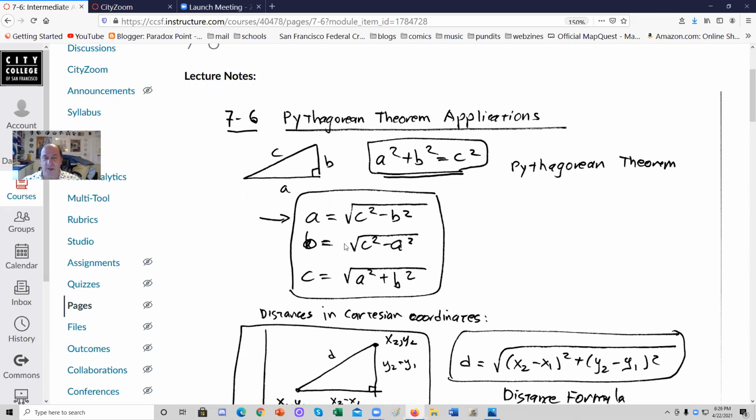So we can solve for C by taking a square root. C equals root A squared plus B squared. We can solve for A by subtracting B squared and then taking a square root. So A equals root of C squared minus B squared. Likewise for B, we subtract A squared and then take a square root, and B equals root of C squared minus A squared. So here these are.